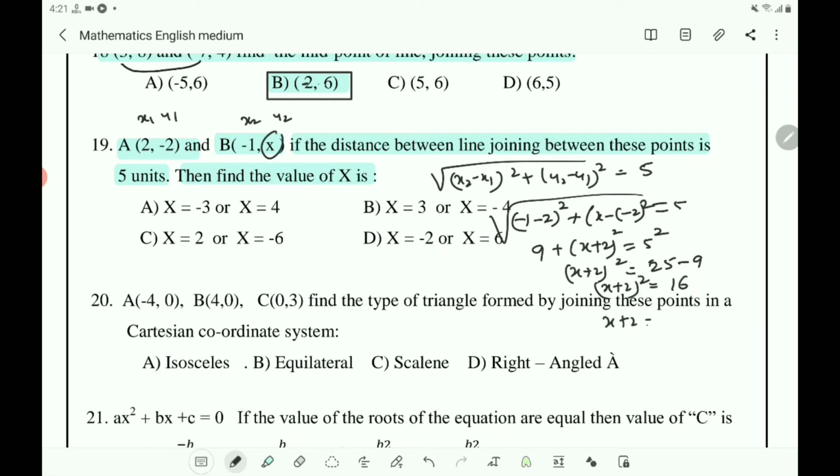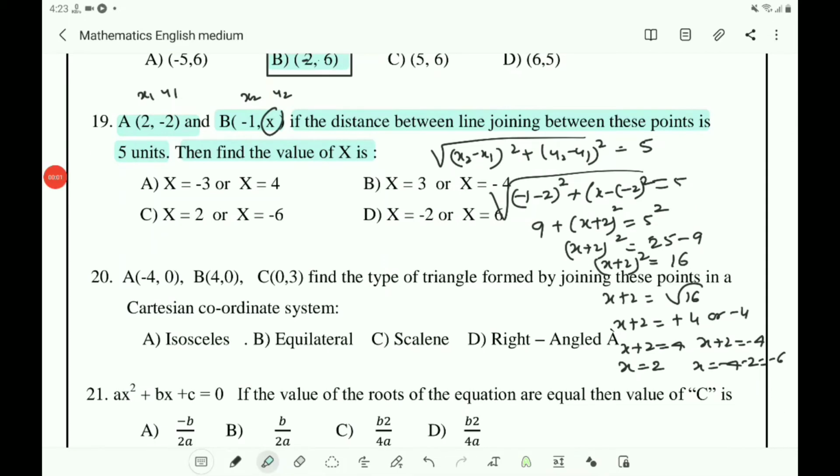Then x plus 2 equals the square root of 16. So you got x plus 2 equals plus 4 or minus 4. If you take plus 4, it becomes x plus 2 equals 4, and x plus 2 equals minus 4. Then x equals 4 minus 2, you will get 2. x equals minus 4 minus 2, which equals minus 6. So the values of x are either 2 or minus 6. So what is the answer here? You got x equals 2 and x equals minus 6.